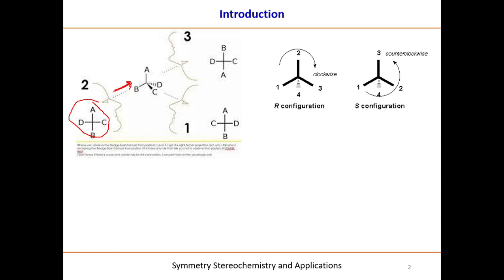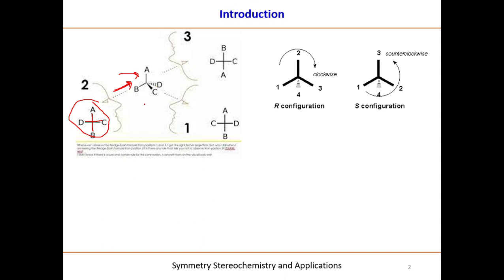So if we are looking from this side, A and B will be on the vertical line. We have to draw a vertical line, and A and B will lie on it. Then on the horizontal line, looking from this direction, we will see that C is on our right side and D is on the left side, because C is coming above the plane and D is going below the plane. So C will be written on the right side and D on the left side.